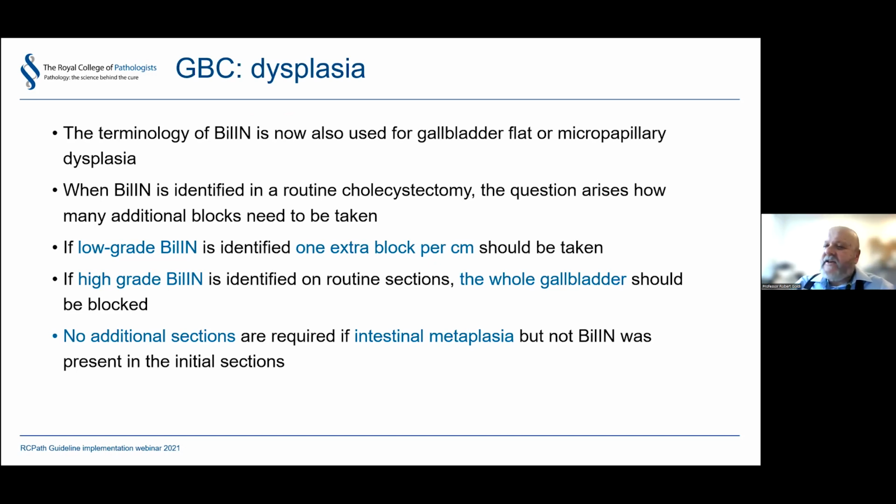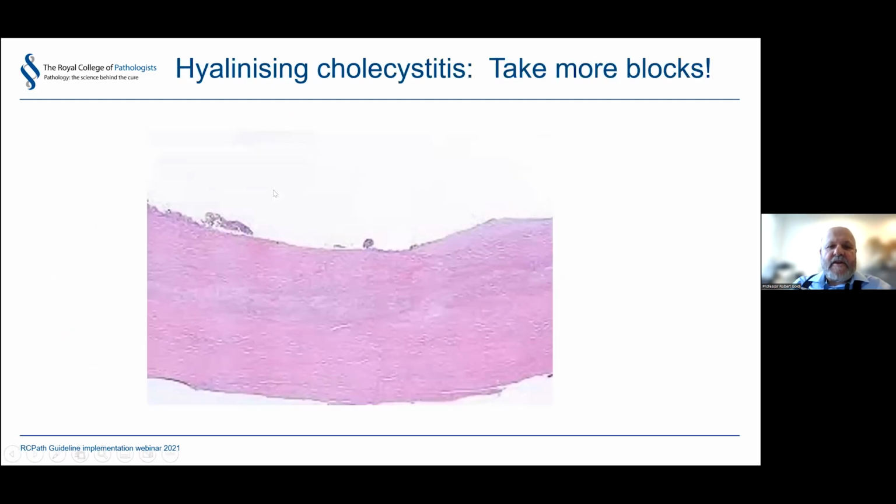Intestinal metaplasia, you don't need extra blocks. Certainly for pseudopyloric metaplasia, you don't need extra blocks. This is highlighted in our guidelines. There are some gallbladders you need to take extra blocks from.